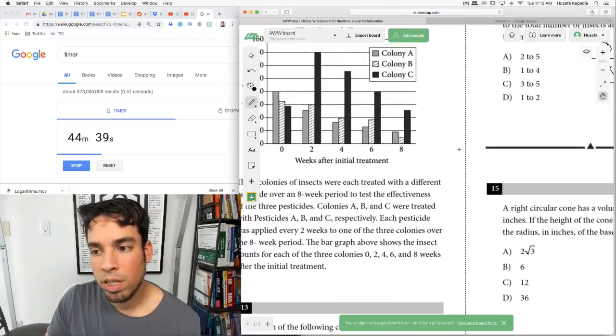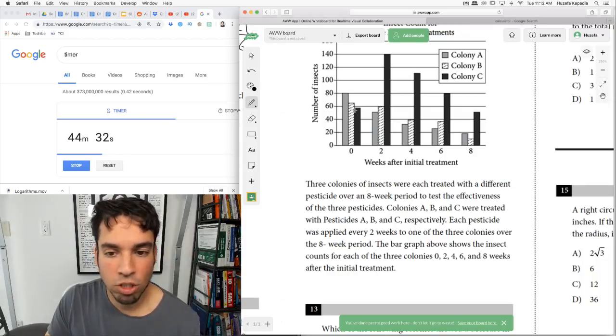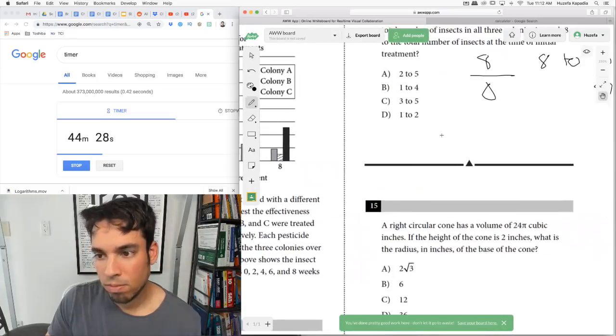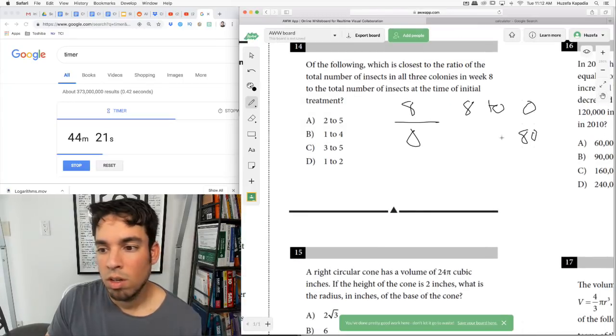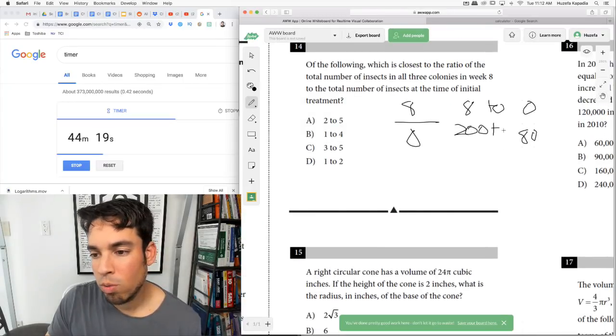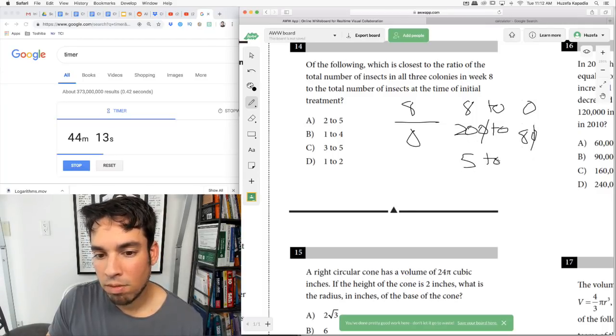And week 0 is, let's say these two both average out to be 60. So 120 plus 80 is 200. And hold on, I think it says which is closest. So we got 200. And then a ratio we can reduce just like a fraction. Divide them both by 10, 20 to 8. And then divide them both by 4. And I'd say 5 to 2.